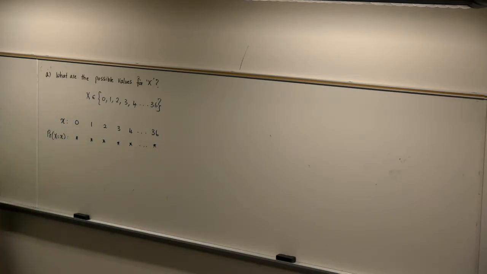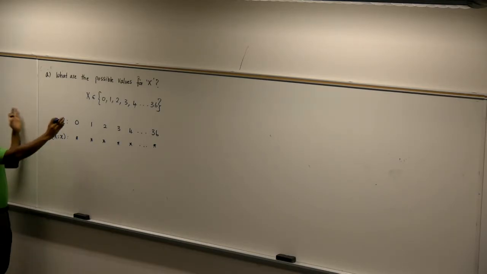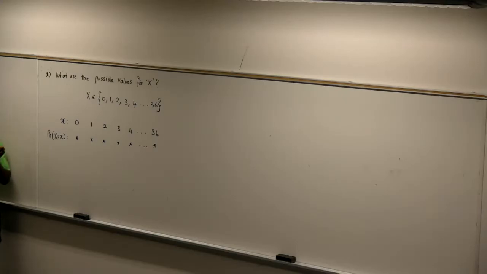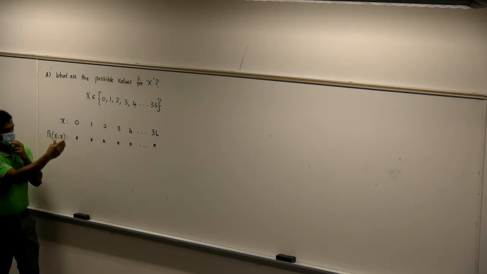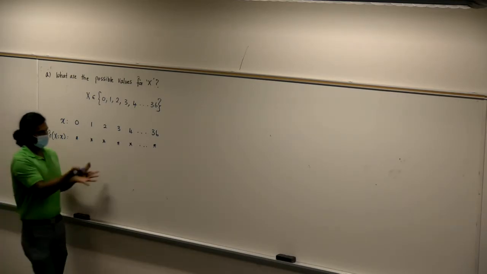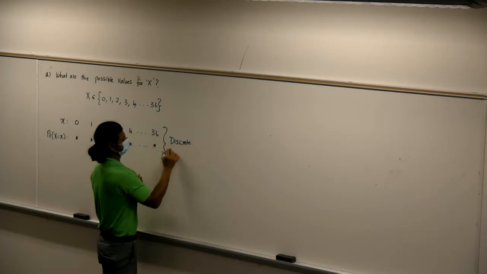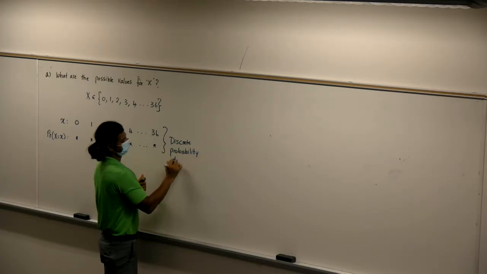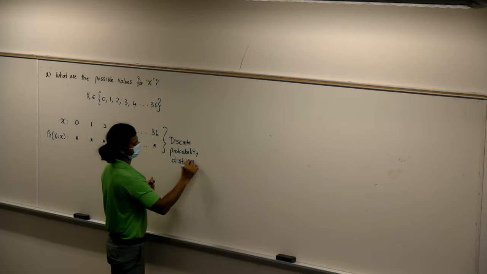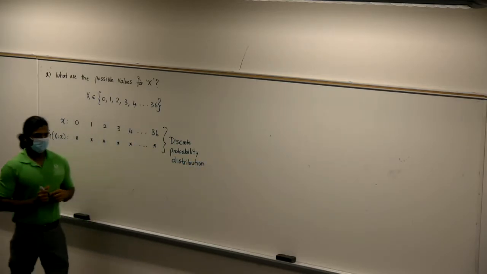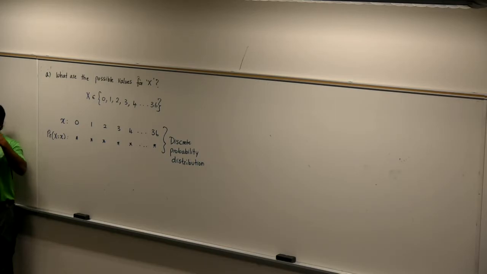Can't work this problem out manually because it's going to take forever, so I'm going to modify the problem a bit. But when we have this, we have a table, correct? So for each value of x, we have a probability. We've constructed a table with 37 columns and 2 rows. This table is what we call a discrete probability distribution.